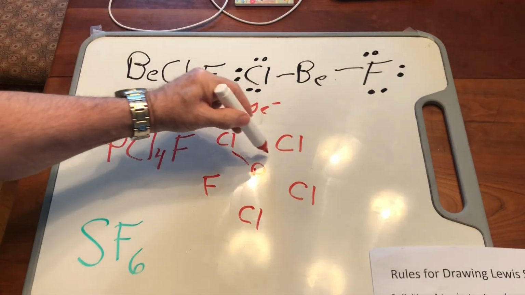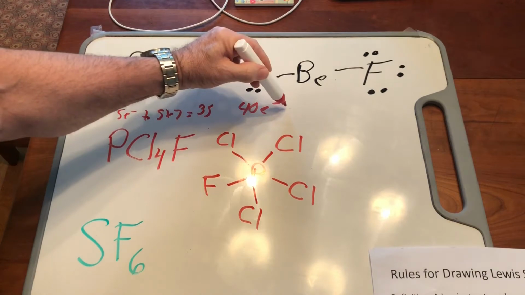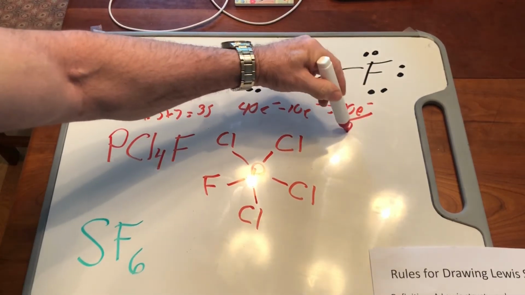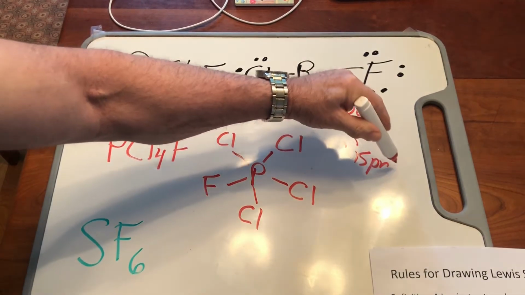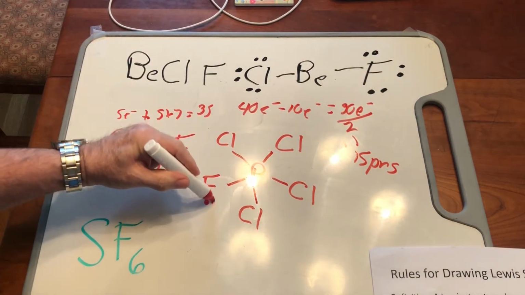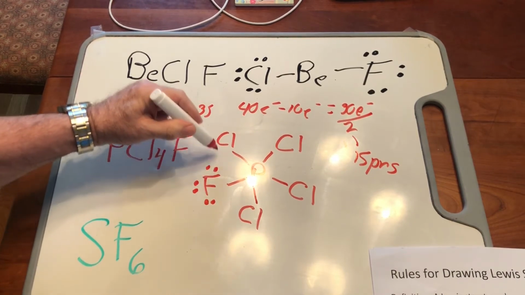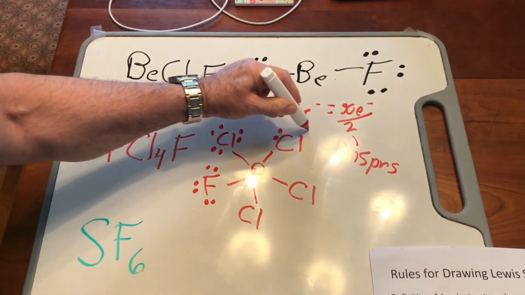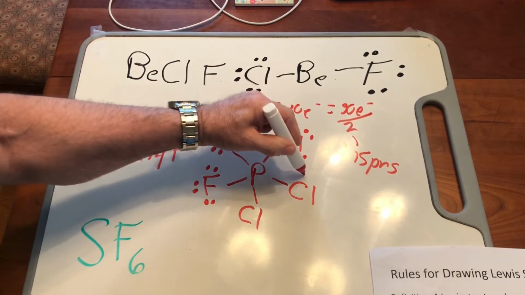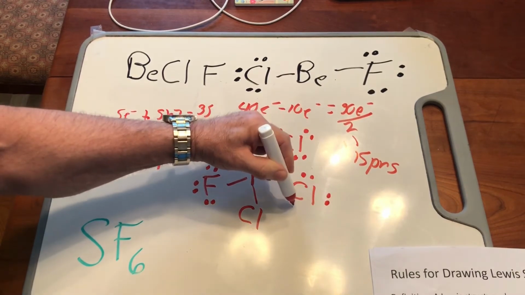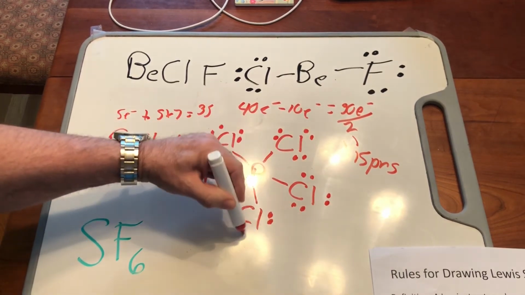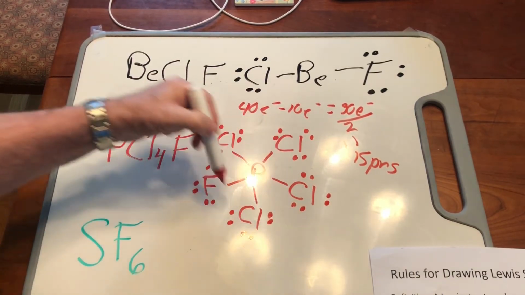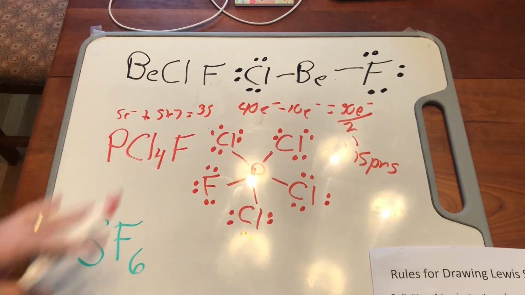Okay, connect 1, 2, 3, 4, 5. That's 10. That leaves us with 30 electrons, which is 15 pairs. So let's put them on. 1, 2, 3, 4, 5, 6, 7, 8, 9, 10, 11, 12, 13, 14, 15. Now we've used all the electrons. Do you notice that all of the halogens have a complete octet of 8 electrons?